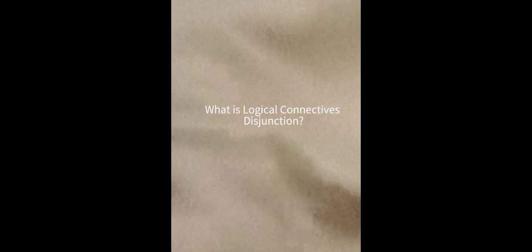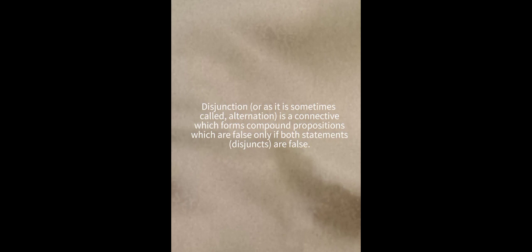What is logical connectives disjunction? Disjunction, or as it is sometimes called alternation, is a connective which forms compound propositions which are false only if both statements disjunct are false.